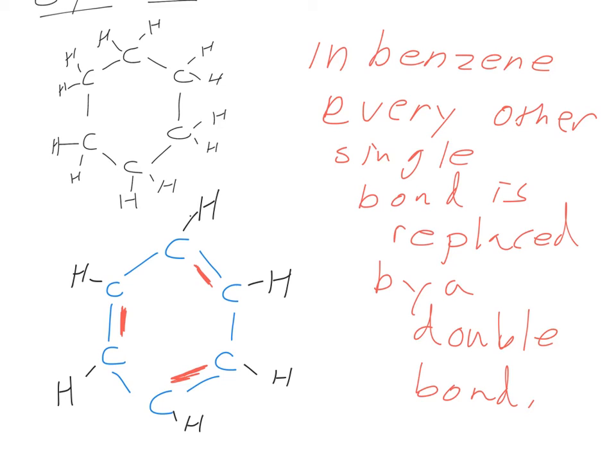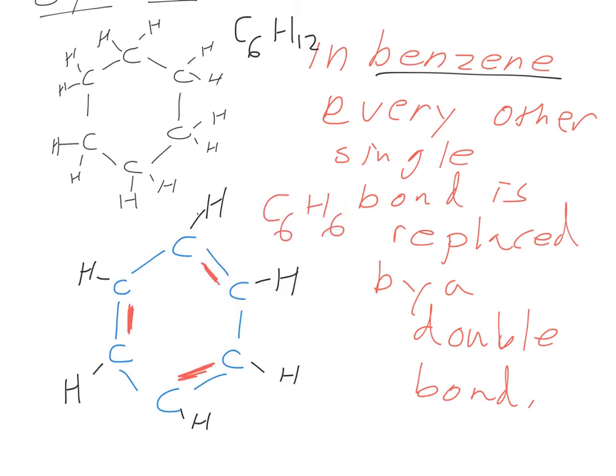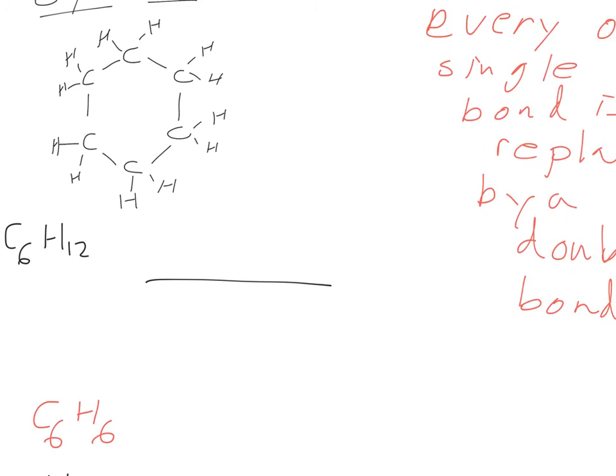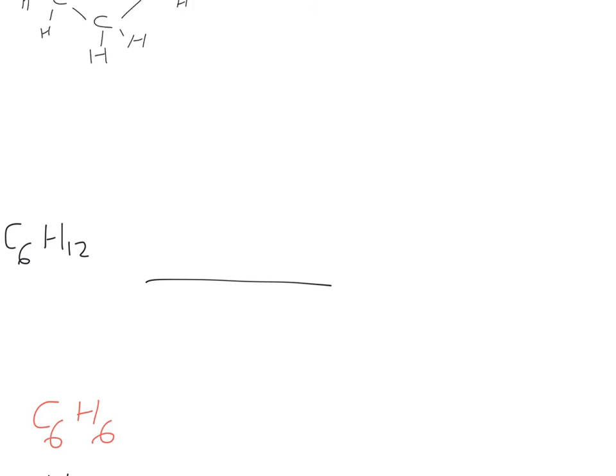So we went from cyclohexane, C6H12, to benzene, C6 still, but because of those double bonds, we only have 6 hydrogens. Benzene gets even cooler. And here's why benzene gets even cooler. Let me clean things up just a little bit here.